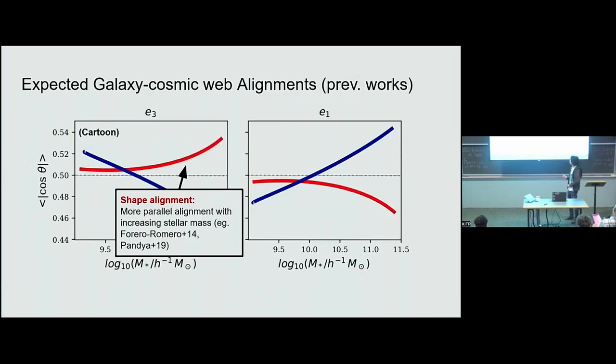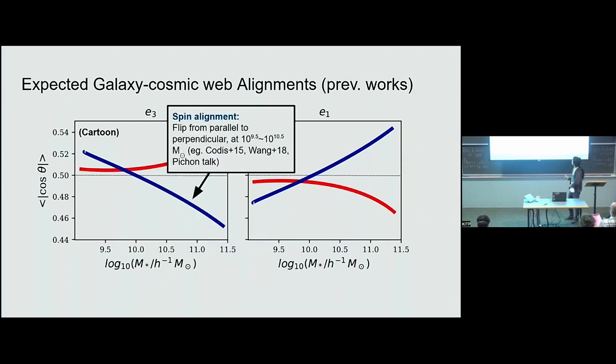So just going over some results we expect from previous works. Mostly I'm going to be looking at works looking at simulations. So looking at the alignment between the longest axes of galaxies, or the orientations, which I'll be calling shape alignment, and the cosmic web. Here, we're using the Hessian formalism for the cosmic web. So this is the filament direction. We expect that galaxies' shapes are aligned more parallel with the cosmic web. And we expect that as their stellar mass increases, the strength of this alignment monotonically increases.